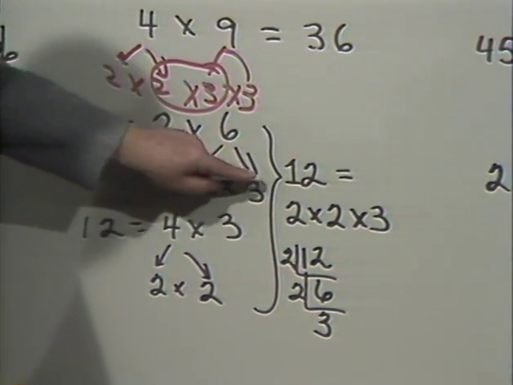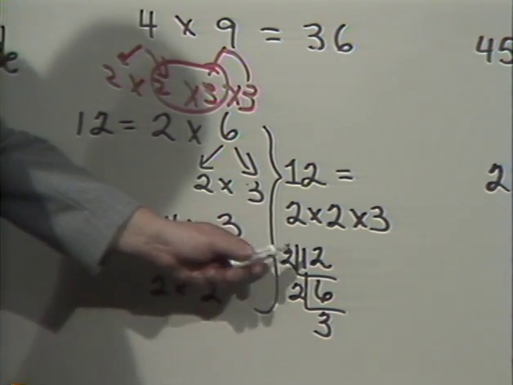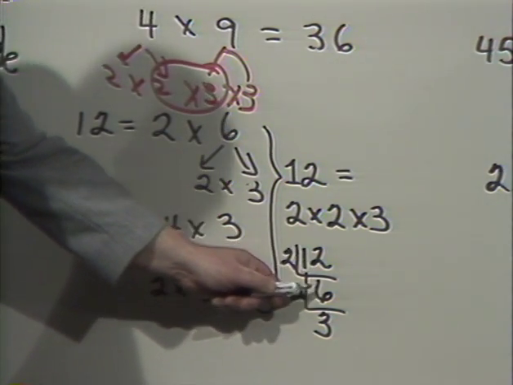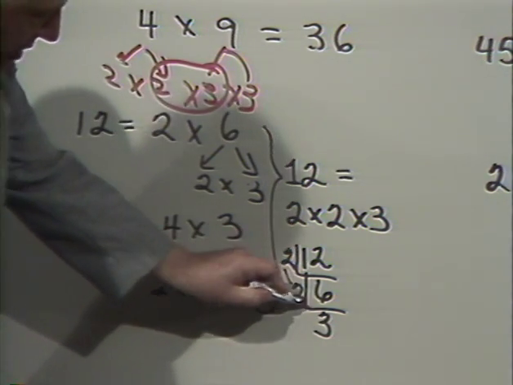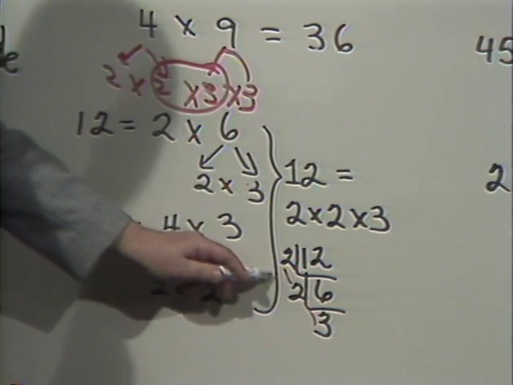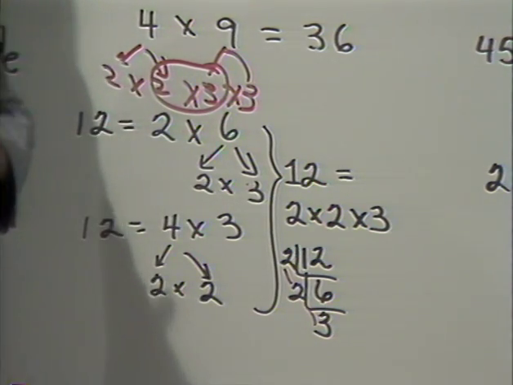2 times 2 times 3. See, in fact, what you can do here is, starting with 12, divide by 2, you get 6. Divide by 2 again, you get 3. If you multiply these prime numbers together, 3 times 2 is 6, times 2 is 12. That gives you 12 as a product of prime numbers.